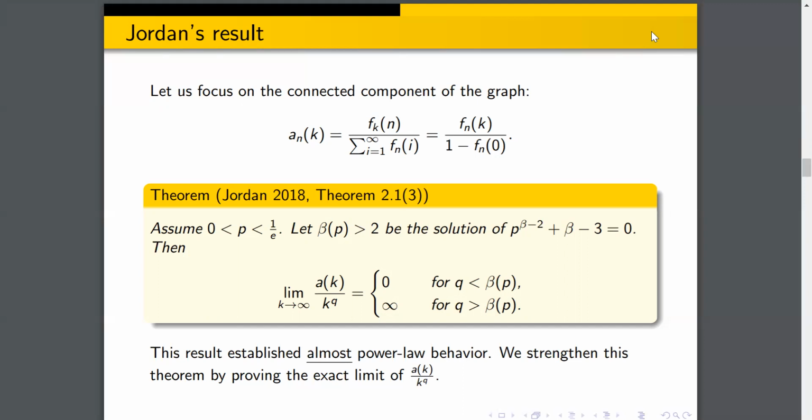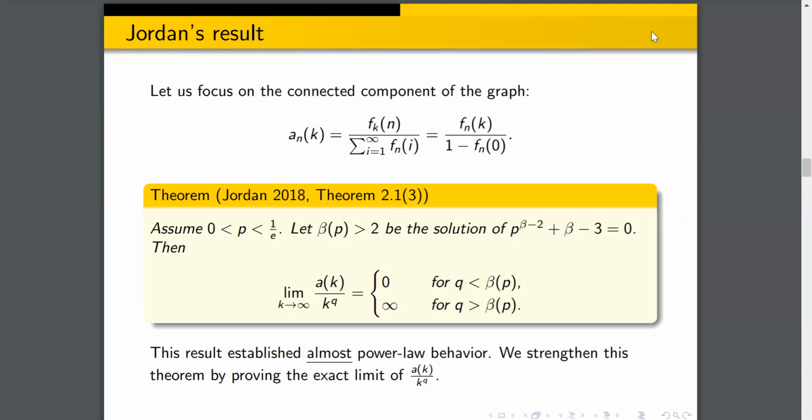Now our point of departure is the theorem by Jordan, who proved that if p is less than e to the minus 1, there exists a certain constant beta which depends only on p, and is a non-trivial solution of this equation, then we have power law phenomena. So A of k as k goes to infinity is proportional to k to the minus q, in the sense that if q is less than beta, then we tend to 0, and if q is greater than beta, then we go to infinity. So this is almost power law behavior.